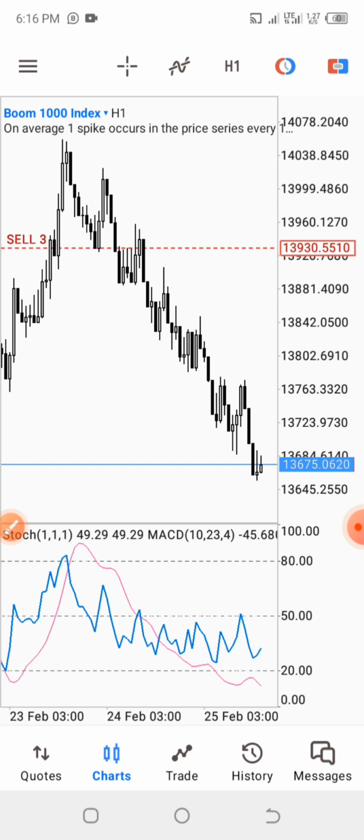Remember, we are on a 1 hour time frame, which means that this strategy is useful on the higher time frame, not the lower time frame.